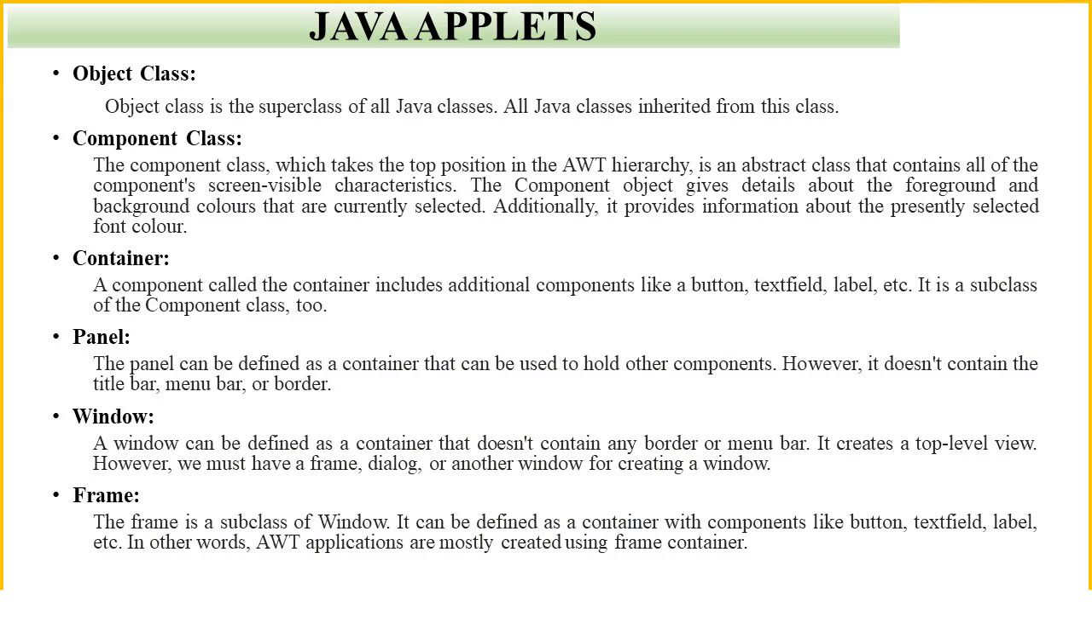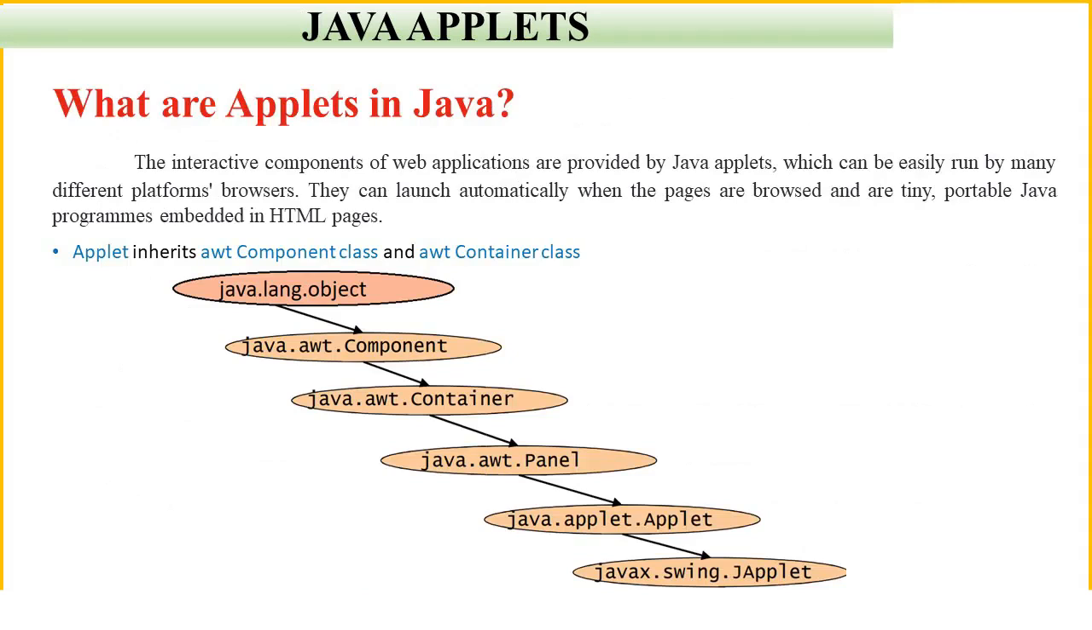Frame. The frame is a subclass of Window. It can be defined as a container with components like button, text field, label, etc. In other words, AWT applications are mostly created using the frame container. Applets. The interactive component of web applications is provided by Java applets, which can be easily run by many different platform browsers. They can launch automatically when the pages are browsed and are tiny, portable Java programs embedded in HTML pages. Now, the hierarchy of AWT components has been given as a diagrammatic structure.